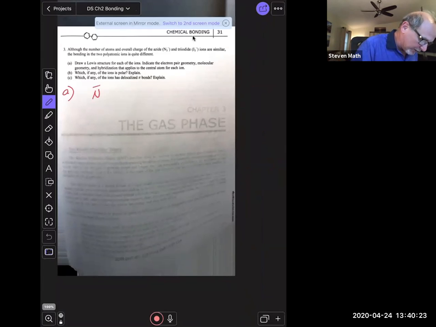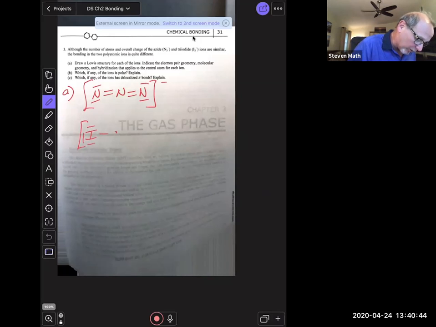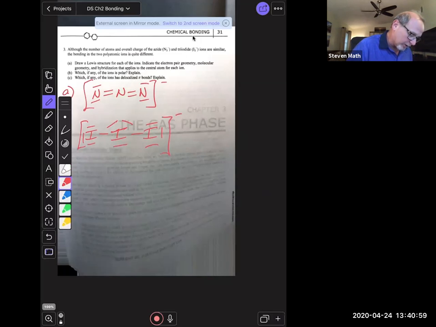We'll put an N, double bond, N, double bond, N. Angle the lone pairs, doesn't matter. This is what your azide looks like, but it is an ion. Make sure you draw it as an ion. Now let's draw our iodine. Single bond to an iodine, to a single bond. And we have seen this on our homework as well. Draw the Lewis structure for each of the ions.